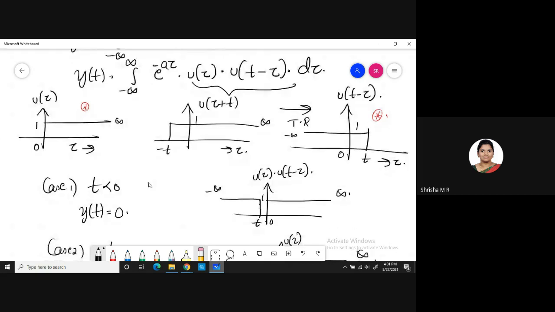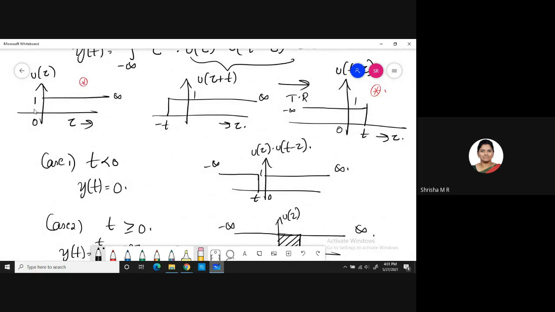Case 1 will be t less than 0. If t is less than 0, you can see how we can multiply these two. If t is less than 0, or you can take this minus t, don't get confused, there is no overlapping space. So y of t is 0.